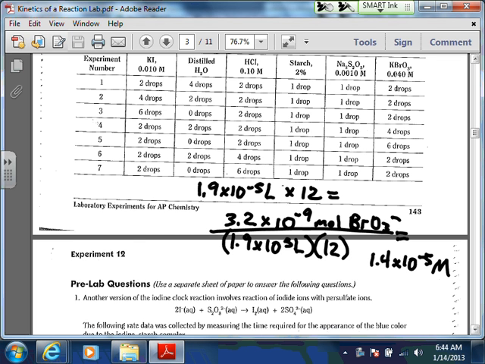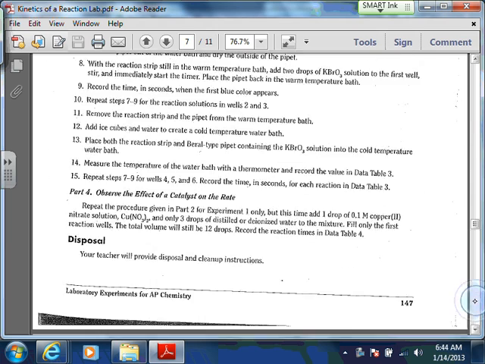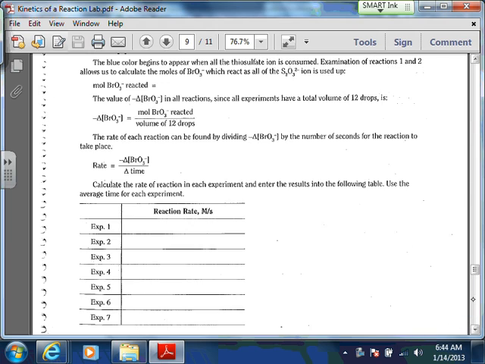Okay, and then you just divide that by the time that it took to do the reaction in each experiment, and that's going to give you your reaction rate. So if your first reaction took 12 seconds, just divide it by 12 seconds, and that's going to give you a rate in molarity per second. Okay, so hopefully that makes sense and helps. I know that that's probably going to be your most complicated calculation right there.